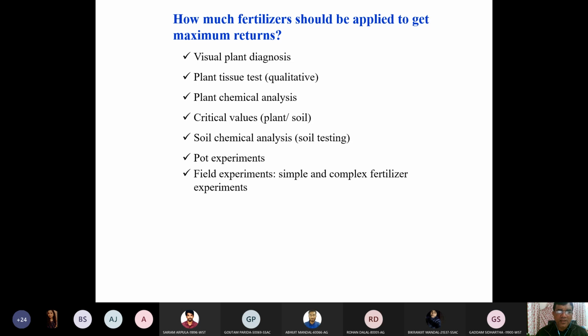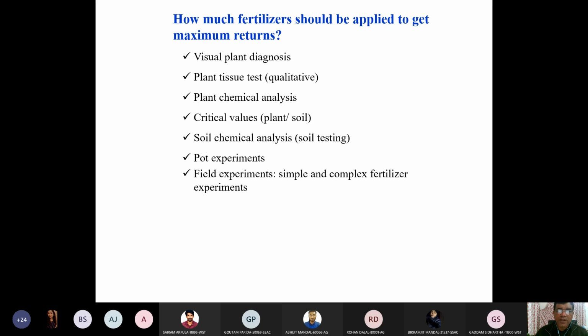Then people say, let us do some pot experiment to decide the requirement of different nutrients by the plants. So again, pot experiments are useful. They can give us some indication that this particular nutrient is absent or deficient, but they do not represent the actual farming condition, actual soil condition or field conditions. Therefore, pot experiments are not much useful in telling how much fertilizer or nutrient should be applied.